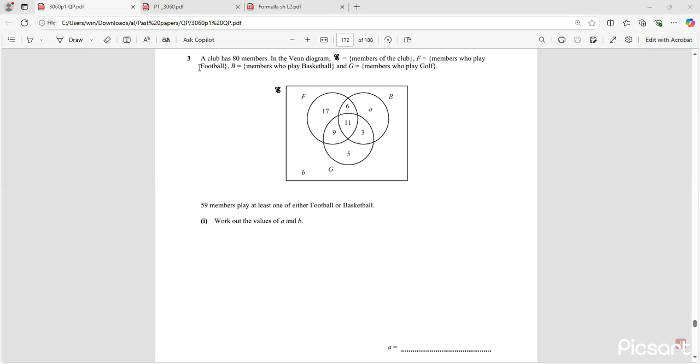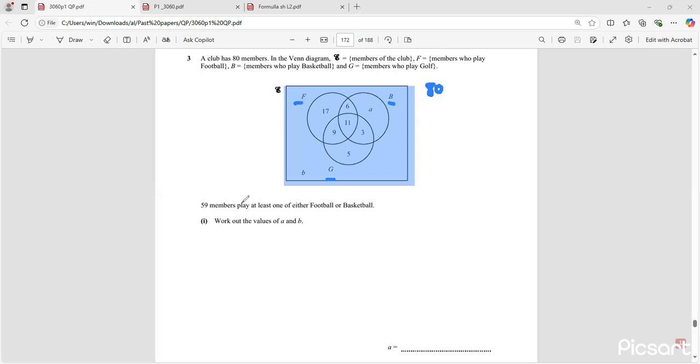In question number 3, it says a club has 80 members. What is the meaning of 80 members? This means the box has a total of 80. The total of this blue part will be 80, so the total numbers will be 80. The members of the club play football, basket, and golf. So F for football, B for basket, and G for golf.